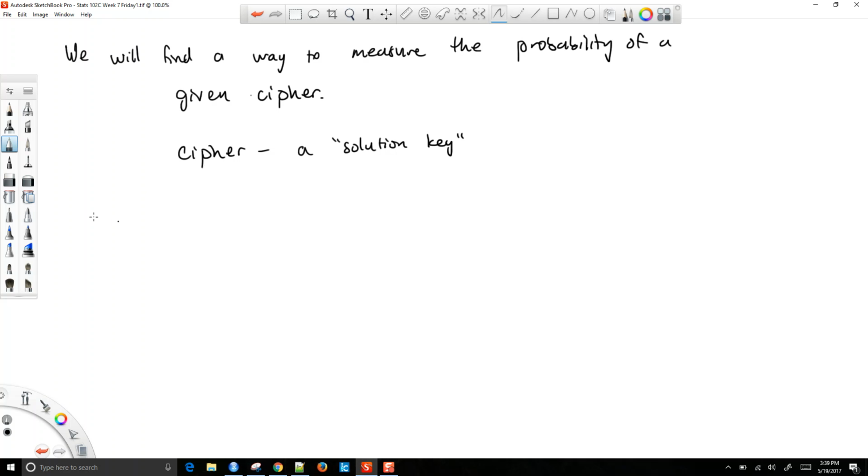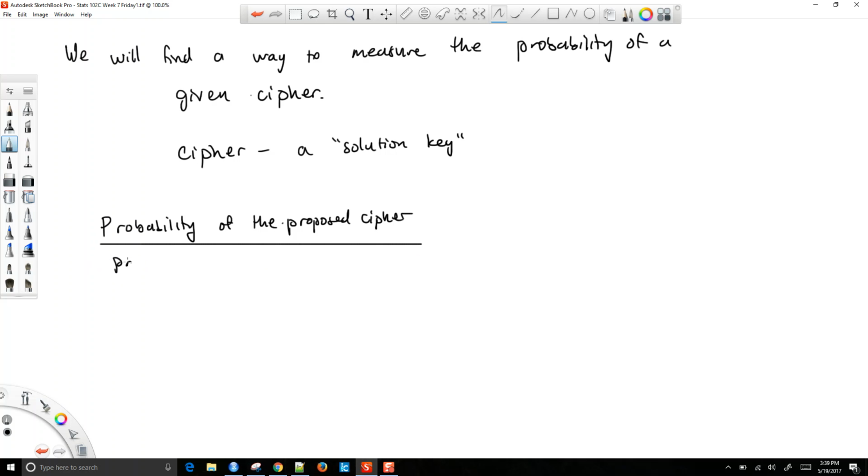Okay, so we'll have a way to measure basically the probability of the proposed cipher divided by the probability of the current cipher. All right, and so we'll have to talk about this, and the idea here is we're just going to run the Metropolis algorithm.